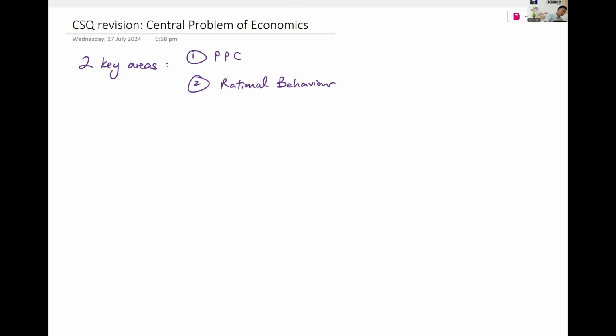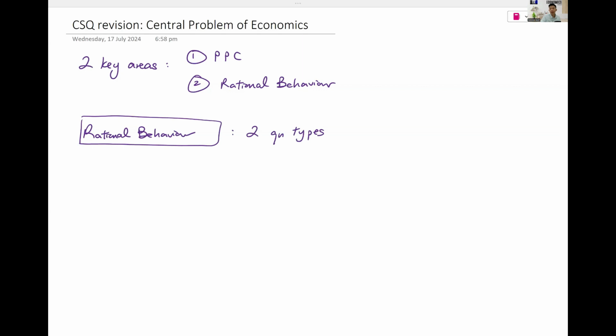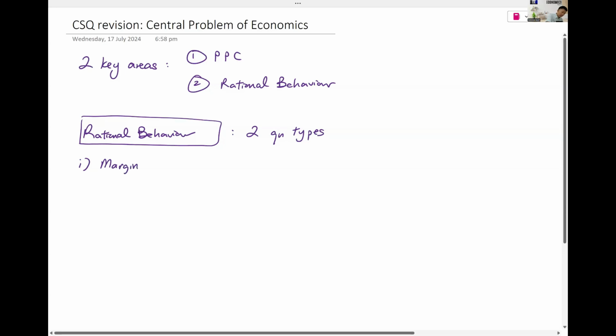So when you talk about rational behavior, there are two question types. Okay, two question types. So what are the two question types? Okay, the first one is the marginalist principle. What is marginalist principle? Well, these questions involve MC and MB, marginal cost and marginal benefit.